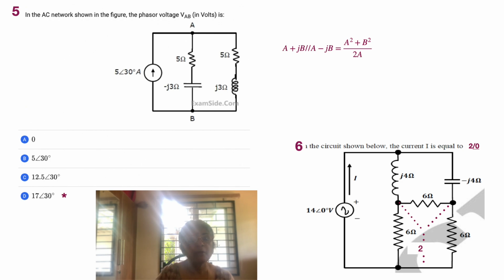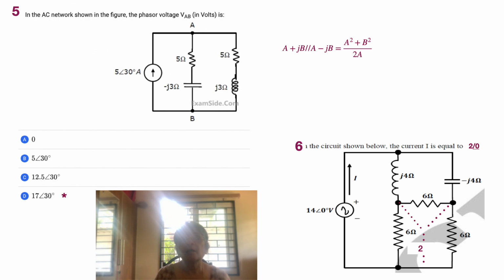In problem 6, we again notice that, similar to 5 angle 30, this time we are having 14 angle 0. So here we have a voltage source for one thing, and moreover it can be the reference, because the angle is 0. There is neither an angle of lead nor lag. It is connected to a star delta kind of circuit: j4 on one side, minus j4 on the other side, supported by 6 ohms at the middle, and then again both legs have 6 ohms. So this is not a Wheatstone bridge.